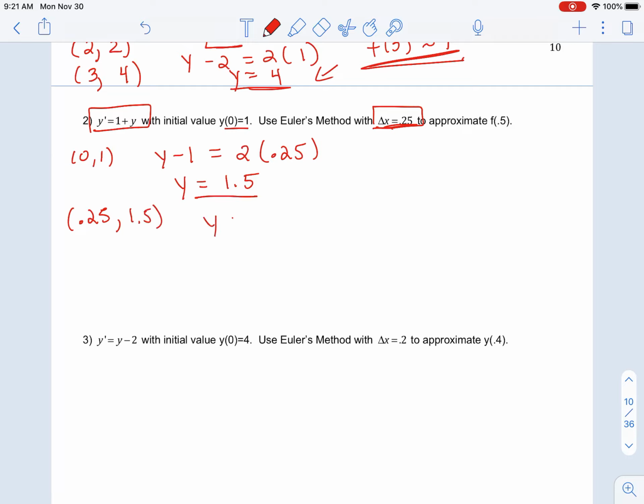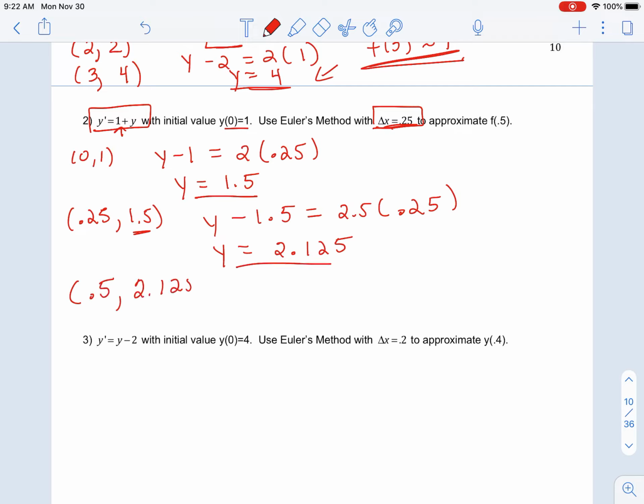So write the equation of the tangent line. Y minus 1.5 equals, what's my slope? If I plug in 1.5 here, this is 2.5. And then this is always 0.25. Okay, at this point, it might be easier to work with fractions here. If you have a calculator, you can do the decimals, but if you don't, maybe the fractions would be a little bit easier. It's up to you. If you do this, I believe it's 2.125. So the next point would be 0.5, and then your y value is 2.125.